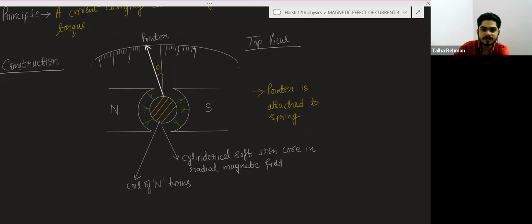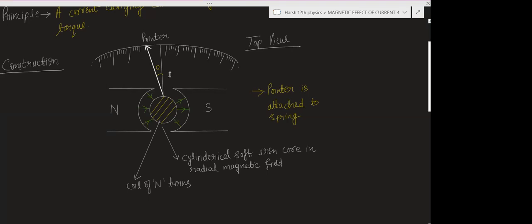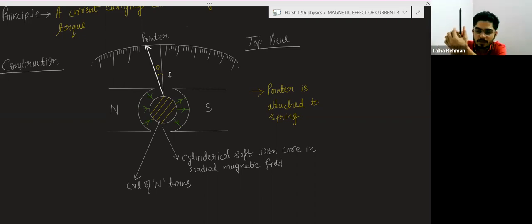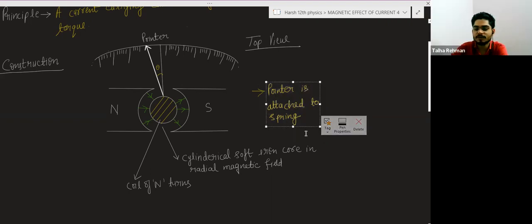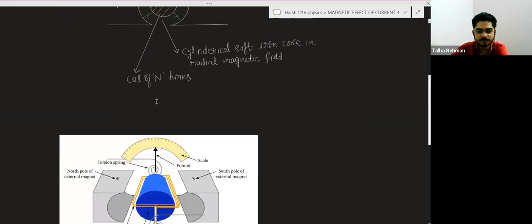These are the markings on the galvanometer scale, and theta is the deflection angle. Suppose initially your pointer is here. When current flows in the galvanometer, the pointer will deflect. So this is the deflection. This is the top view, and the pointer is attached with a spring. So the cylindrical iron core. This is the construction.